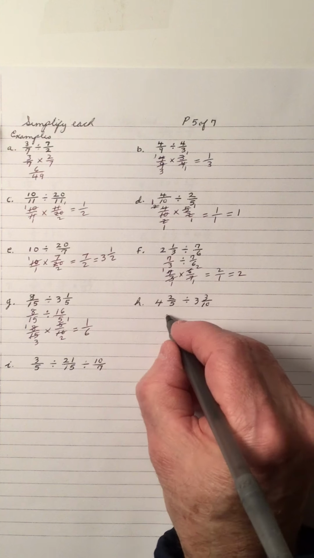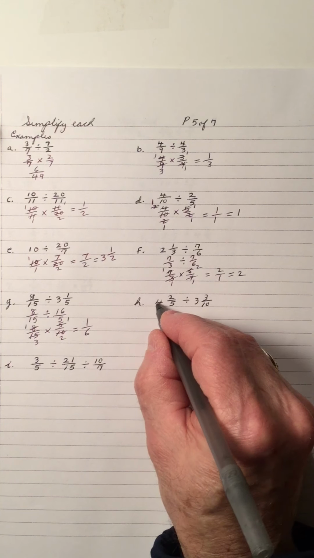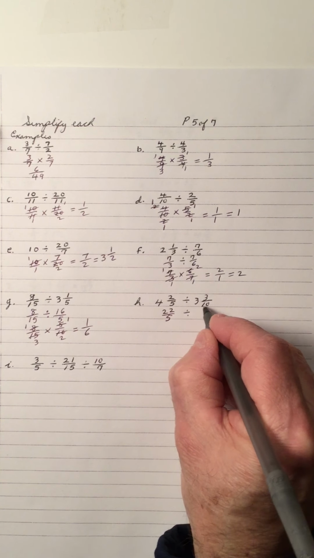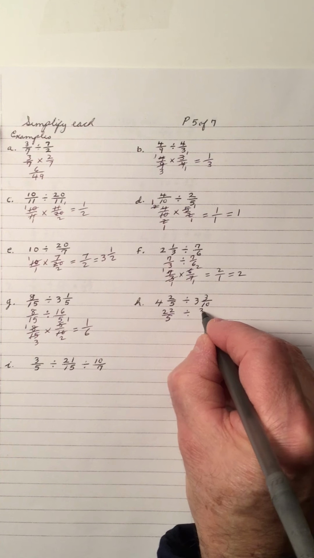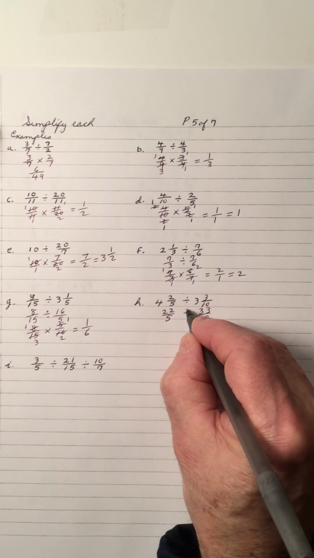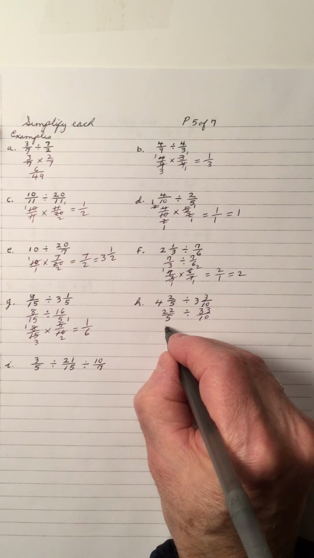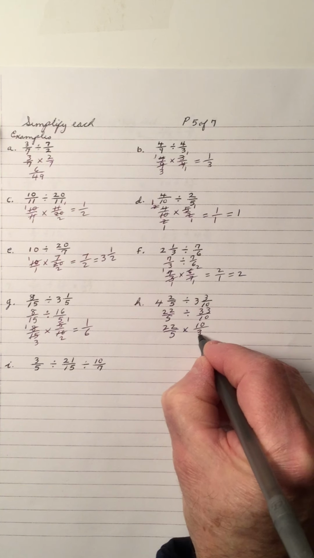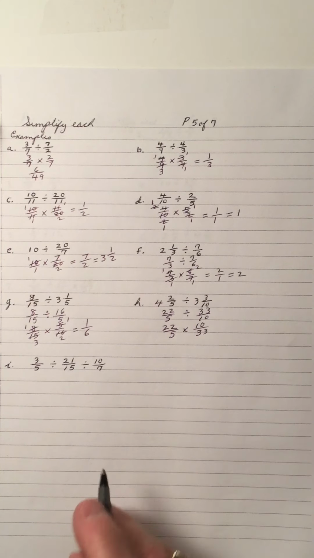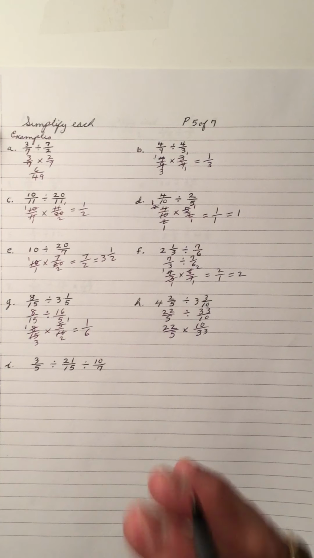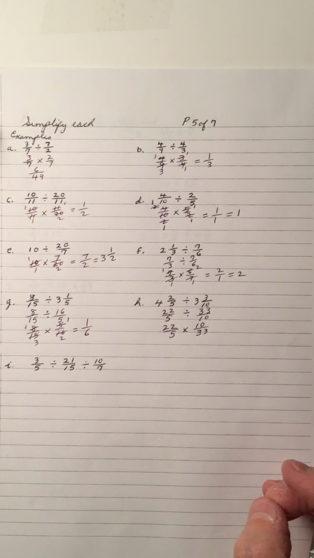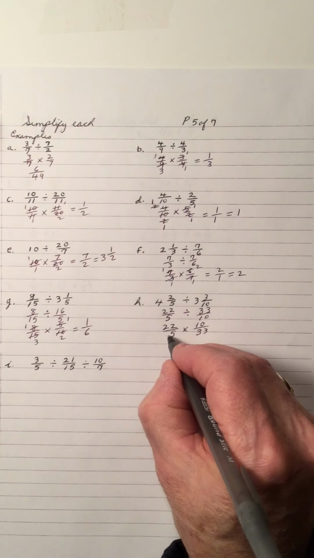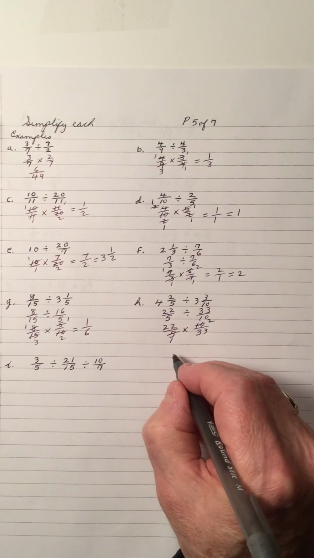2 mixed numerals, let's change them. 4 times 5 is 20, plus 2 is 22 over 5, divided by 3 times 10 is 30, plus 3 is 33 over 10. I have the mixed numerals changed to improper fractions. When I'm dividing fractions, I multiply by the reciprocal, 10 over 33. And I'm multiplying fractions, I should cancel. Again, keep the same pattern. Think about what you're doing all the time. Memorize the rules, practice, write them down. Keep doing the same. 5 goes into 5 once, 5 into 10, 2.